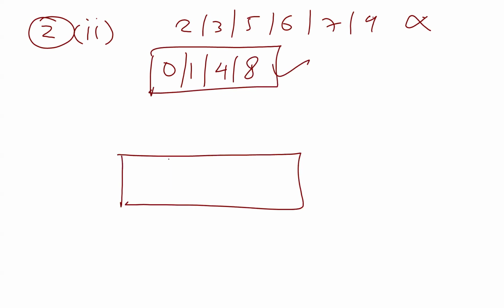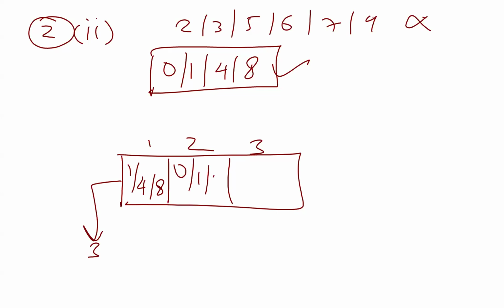Now see guys, they have not mentioned anything about repetition or not. So we'll consider that repetition can be allowed. So this can be filled up in 3 ways. 0, 1, 4, 8. Now 0 also can be included. So this is 4 ways, and this is also 4 ways. So 16 into 3, which is equal to 48.